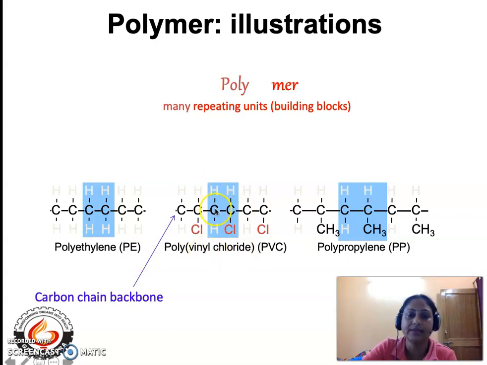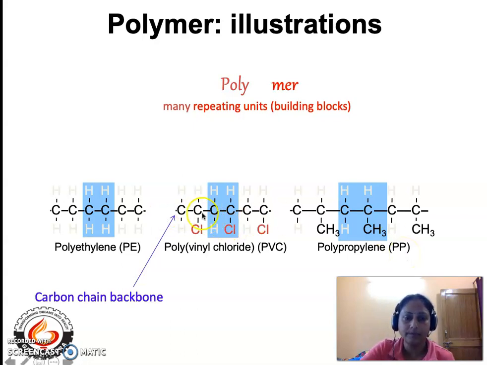In the second example, the highlighted region is a monomer belonging to vinyl chloride, that means CH2CHCl, and again more vinyl chloride molecules have added up to form a single molecule known as PVC, or polyvinyl chloride. In the third example, we have the propylene molecule as the monomeric unit, that means CH2CHCH3, and more such units have added to form PP, that is a polypropylene molecule.